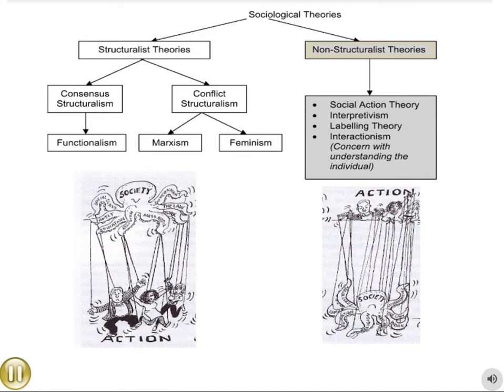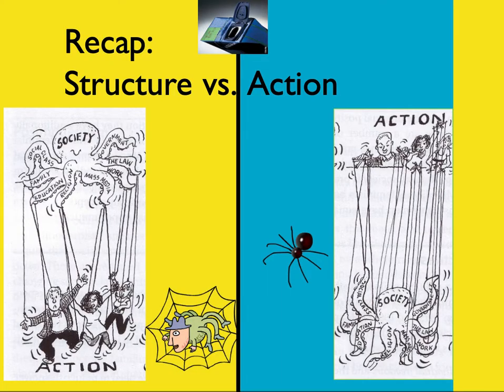We'll do a brief recap on the differences between structure and action, and then we'll look at the other side of the debate, the non-structuralist theories, or action theories as they're known. So remember, some theories see the individual as a product of society. This idea that the individual is caught in the spider's web was the example that we used. Alternatively, we could look at the action approach, which sees the individual as more like the spider and creating the web. And by web, I really mean society.